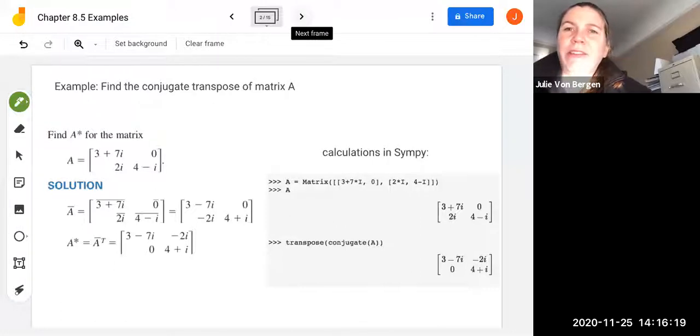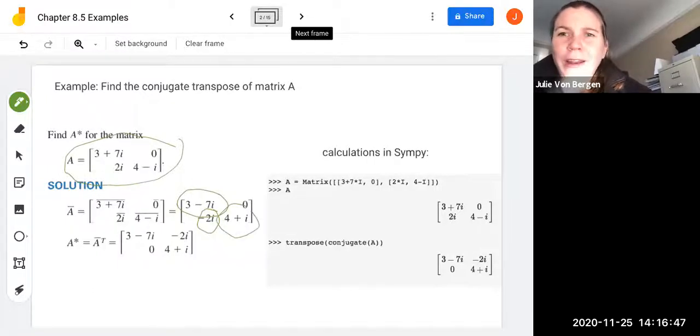So we're going to find A star for this matrix A here. So the entries of A, it's a 2 by 2 matrix, are 3 plus 7i, 0, 2i, and 4 minus i. So then we conjugate each one of these. 0, of course, is its own conjugate. So you can see 3 plus 7i becomes 3 minus 7i, 2i becomes negative 2i, and 4 minus i becomes 4 plus i. And then we just transpose that. So you can see the big difference here in the transpose is that the values off the diagonal flip, since this is an easy example with a 2 by 2 matrix.